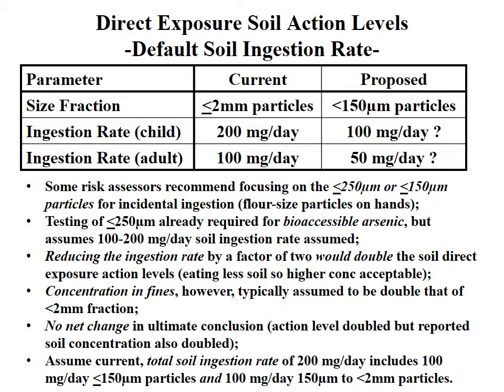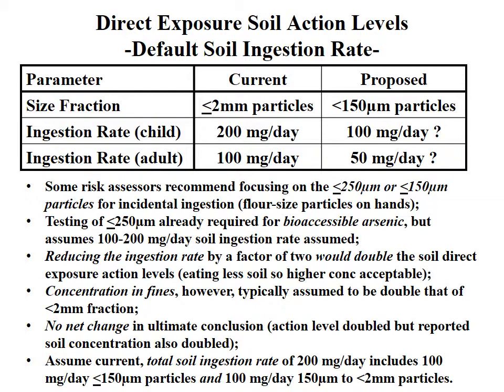So we already look at testing of less than 250 micron fraction for bioaccessible arsenic, but at the same time we're assuming a 100 milligram per day adult exposure, 200 milligrams per day child soil ingestion rates. Really, this isn't appropriate. We should be cutting these exposure rates in half. We should be looking at 50 to 100 milligrams per day soil ingestion rates for adults and children, but that would involve us doubling the action levels.